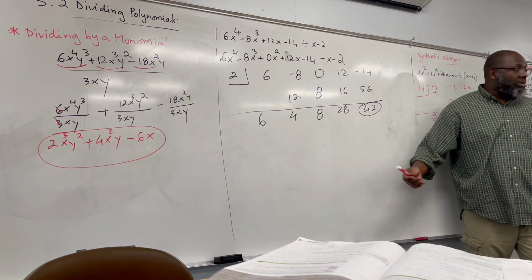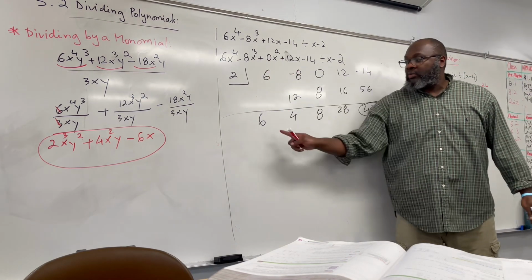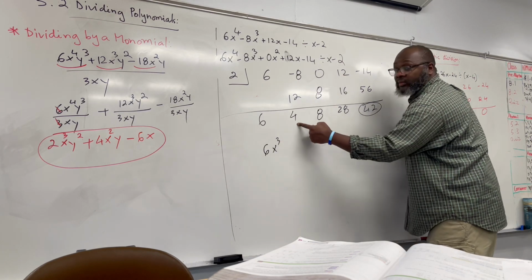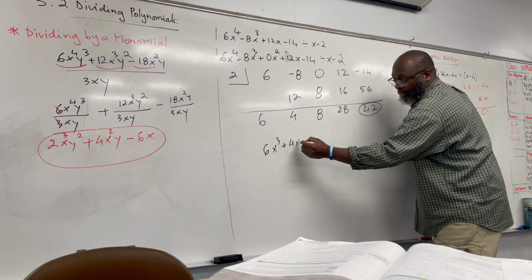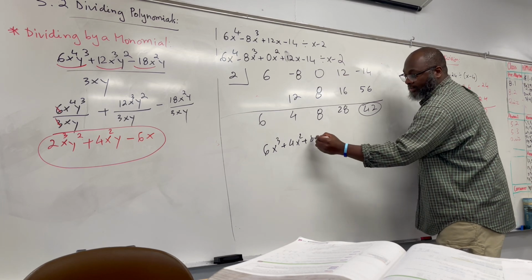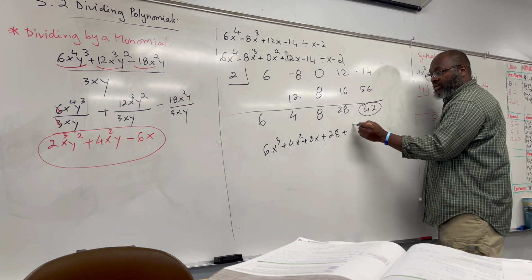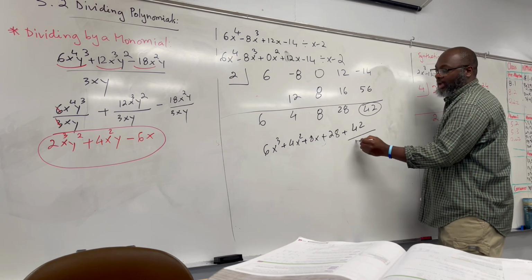So to write the result, because this is x to the 4, what would this be then? x to the third, so it would be 6x to the third plus 8x squared, plus 4x squared... plus 8x, plus 28, and then now plus 42 over x minus 2.